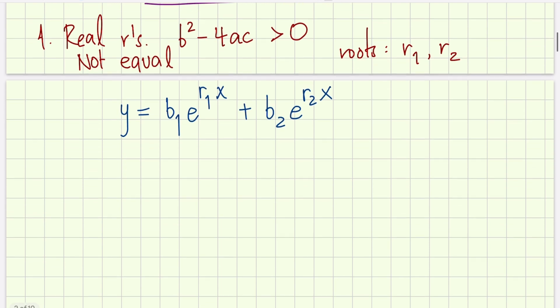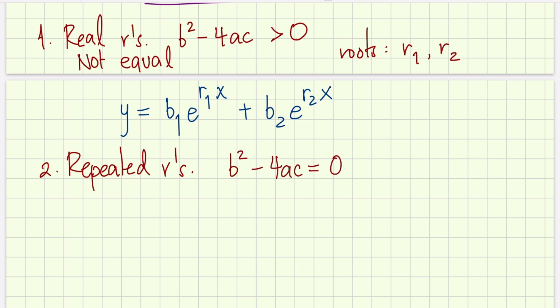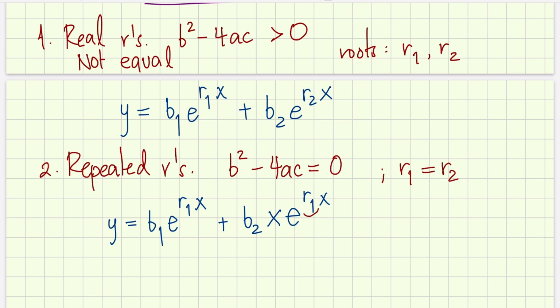The second possibility we said is the repeated root. From b squared minus 4ac equal to 0, your solution is y equals b1 e to the power r1x plus b2 x e to the power r1x. Now r1 here is equal to r2. Here you can write r1 or r2 or just r, it doesn't matter.